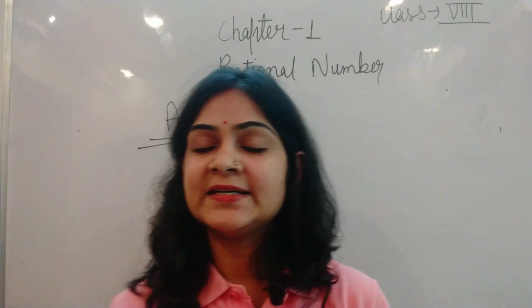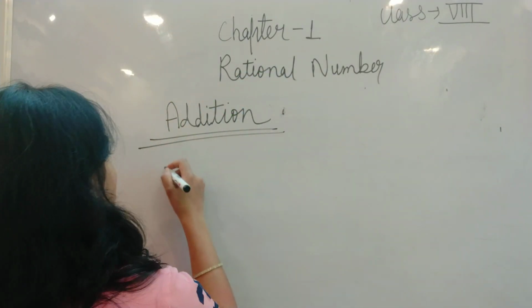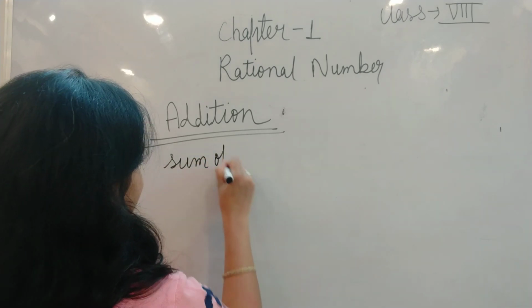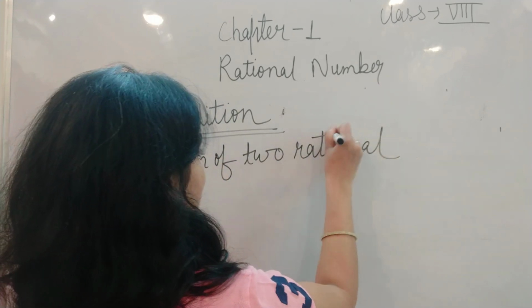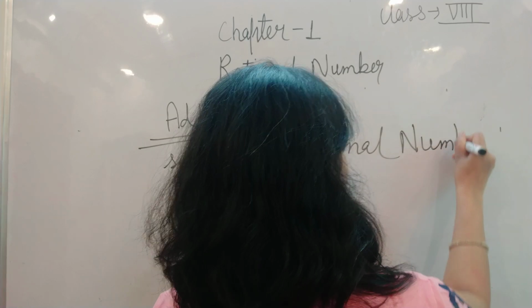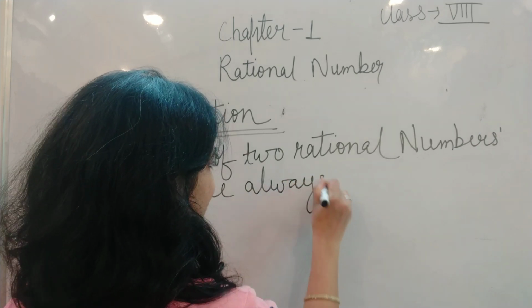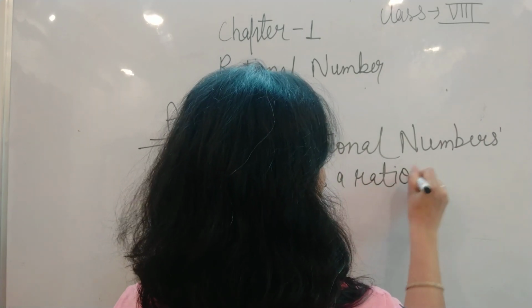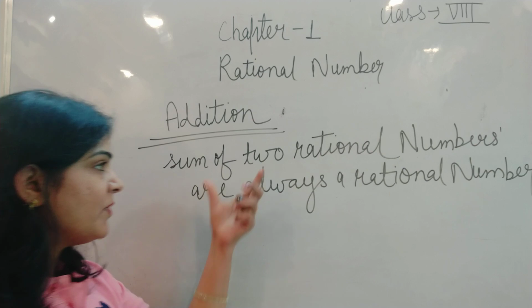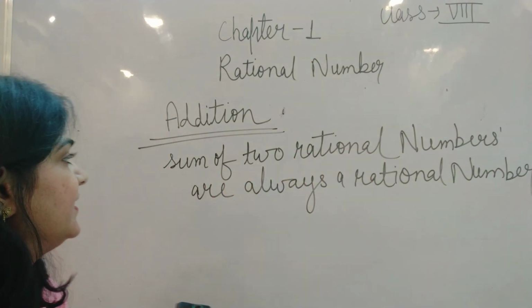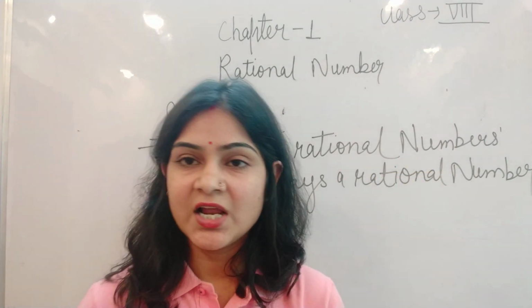At first, we will discuss the closure property of rational numbers for the first operation, addition. The sum of two rational numbers is always a rational number. For understanding this concept, I take one example.